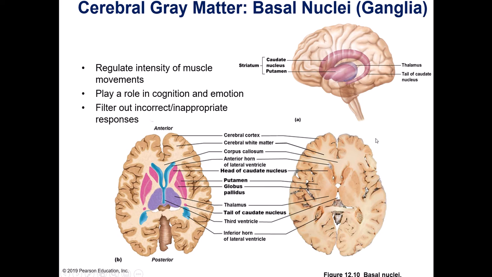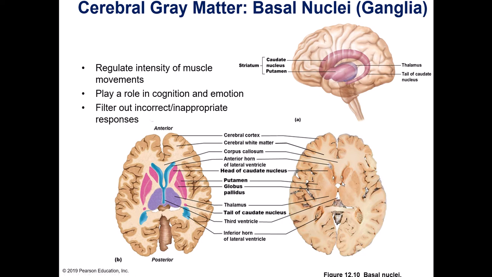The other bit of gray matter in the cerebrum is what's called the basal nuclei, or sometimes referred to as the basal ganglia. You can see them here in the little diagram. So it's the caudate nucleus, the putamen, and the globus pallidus here. So you can see it's a little bit of internal gray matter. So most of the gray matter of the brain is that superficial cortex, but there's a little bit of internal gray matter.